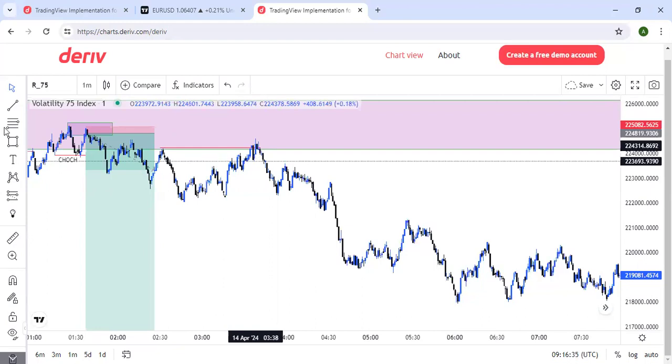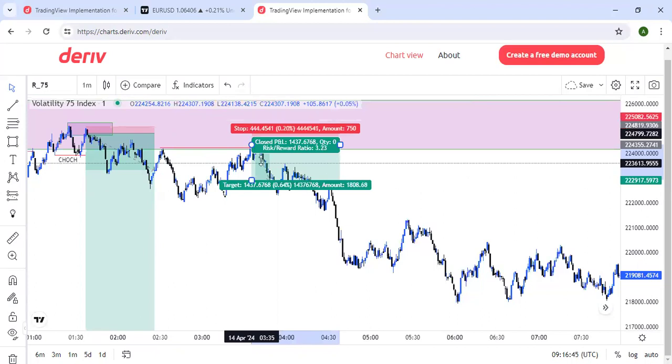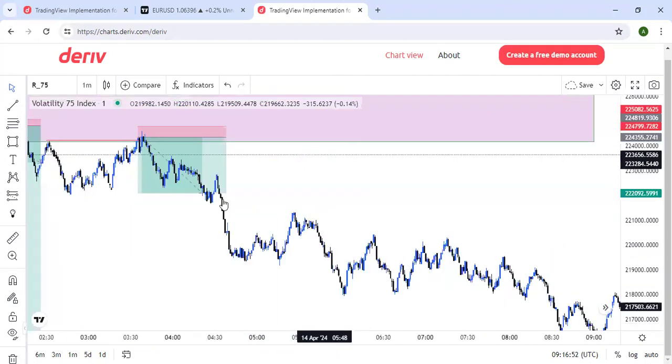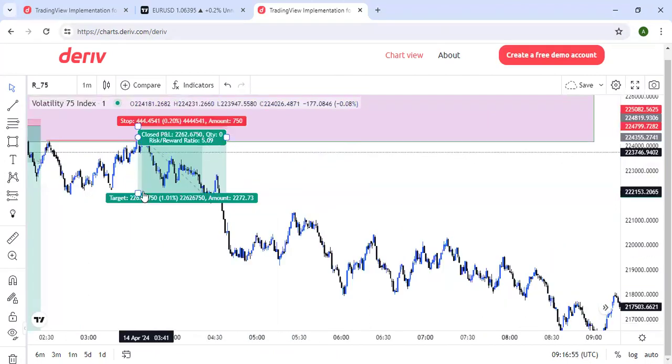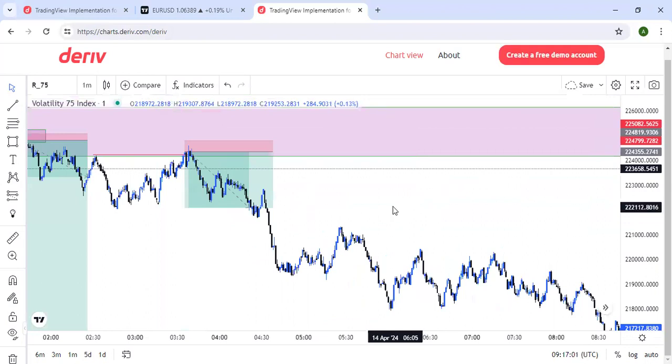So you would have been in this trade from here. I would have been in this trade here. My stop loss would have been somewhere around here, and then my target would have been here, which is about 1 to 5, and that is okay. Then price kept going down, price kept going down here.